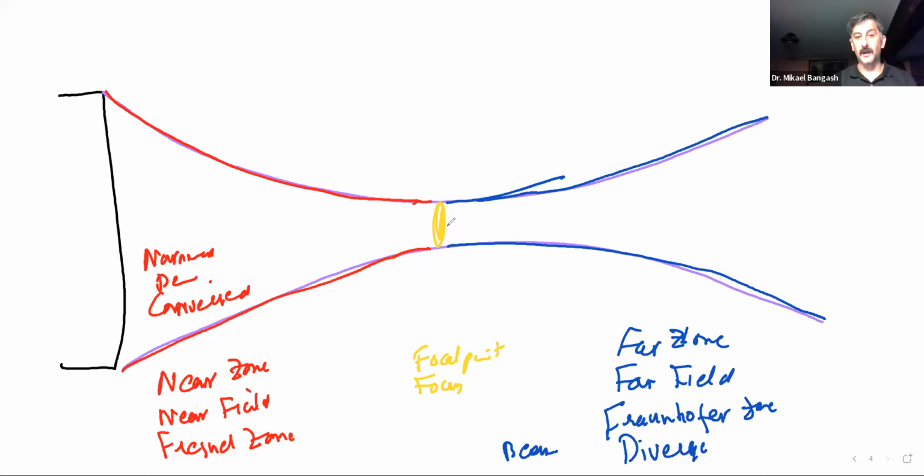So there only were two options. Since it can't narrow down any further, it either had to continue straight, but that's not going to be the case. No, the beam actually is going to diverge out. Did that make sense?